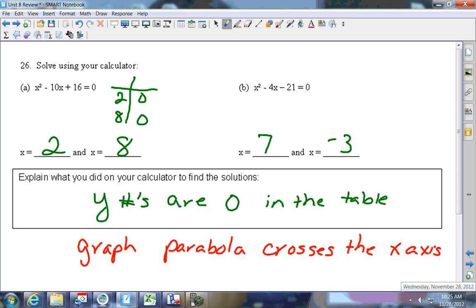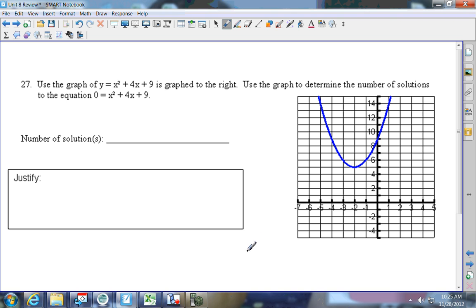Okay, moving on to number 27. It wants to know how many solutions there are. Remember, solutions are when they cross the x-axis. Does this parabola cross the x-axis? No, it does not. So there are no real solutions.